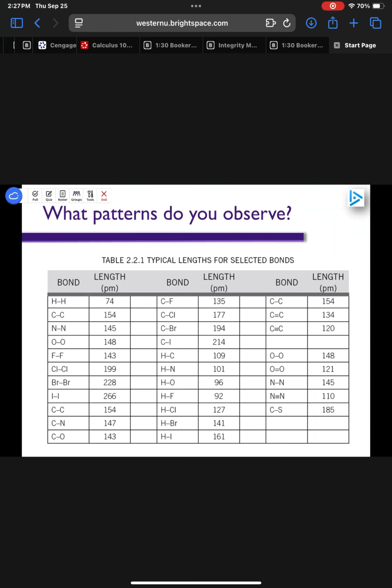Okay, so I would like you to take 1 minute, chat with the person beside you, and see how many patterns you can find in this table. You do not need to memorize this table, but there are many important patterns. Chat with the person beside you. What patterns can you observe?